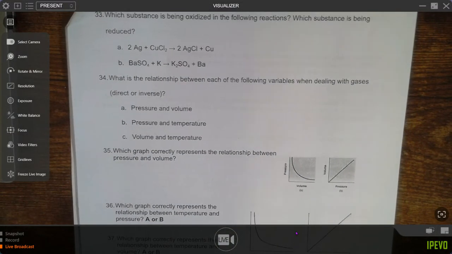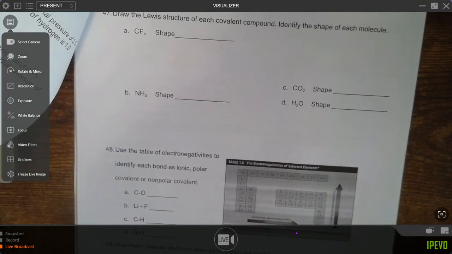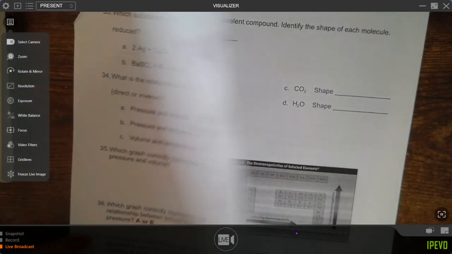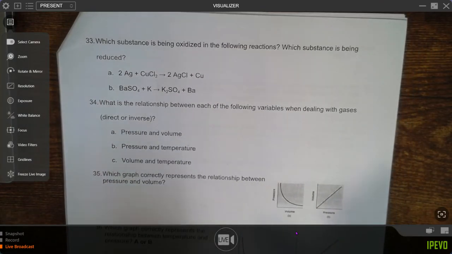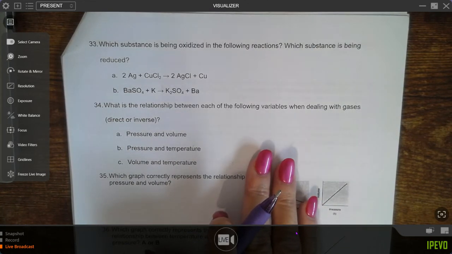Here we go on page 7. And we may try to do 7 and 8. We will see. We'll do at least part of 7 and 8, because 7's pretty quick. Now, 7 starts with something that we did not talk about.